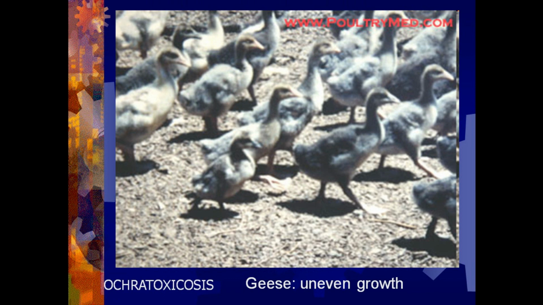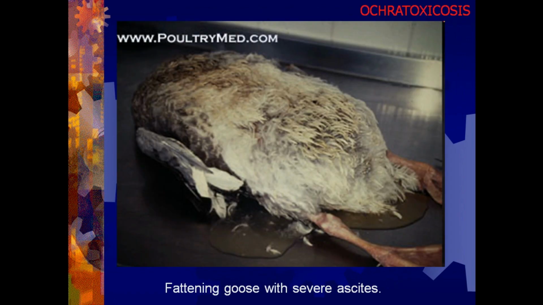In the case of ochratoxicosis, in particular, this case happened in geese. There will be uneven growth in animals of the same age. So in this flock of geese, they have the same age, but individuals affected by ochratoxins will have a smaller size, or we call it stunting. There will also be an enlarged abdomen in the goose affected by ochratoxicosis due to severe ascites.